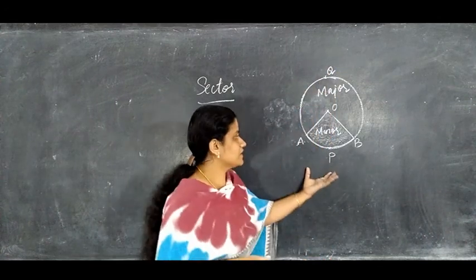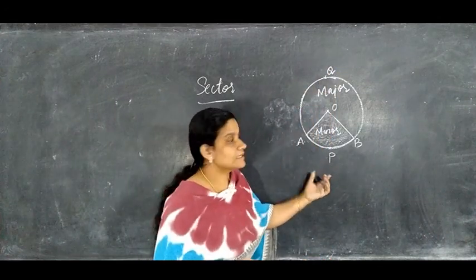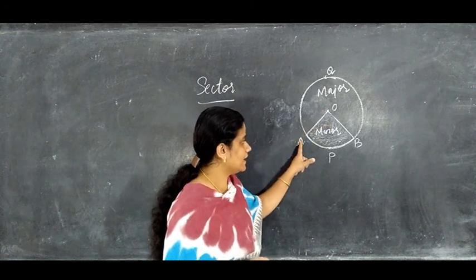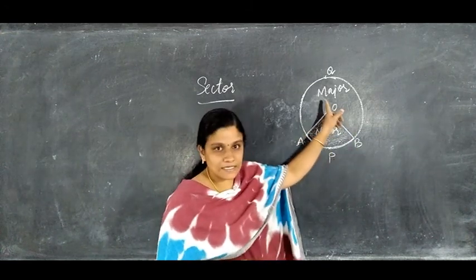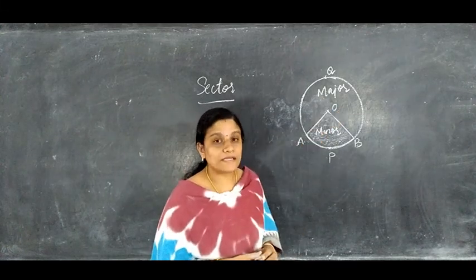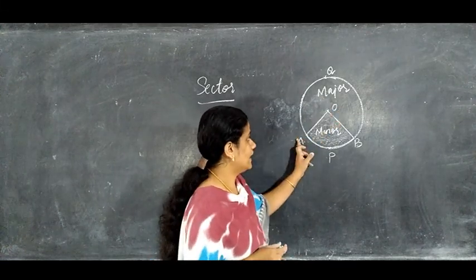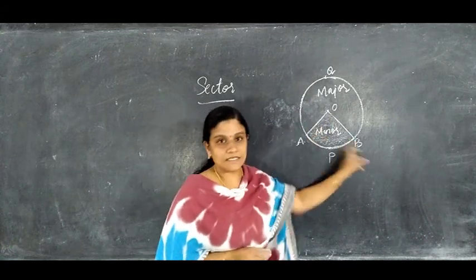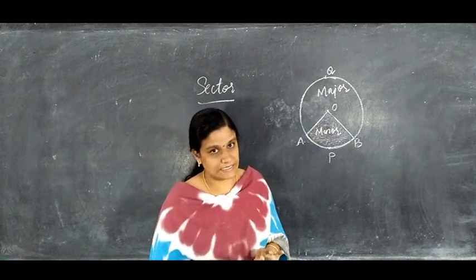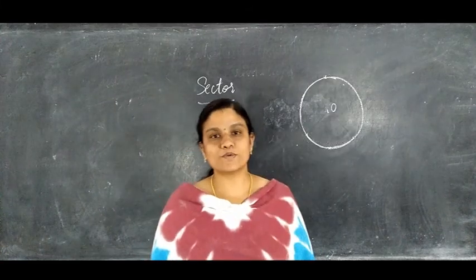Now, from this, which is the minor sector? O, A, P, B. This is the minor sector. And which is the major sector? O, A, Q, B. This is the major sector. Is it clear? Sector. The next one is segment.